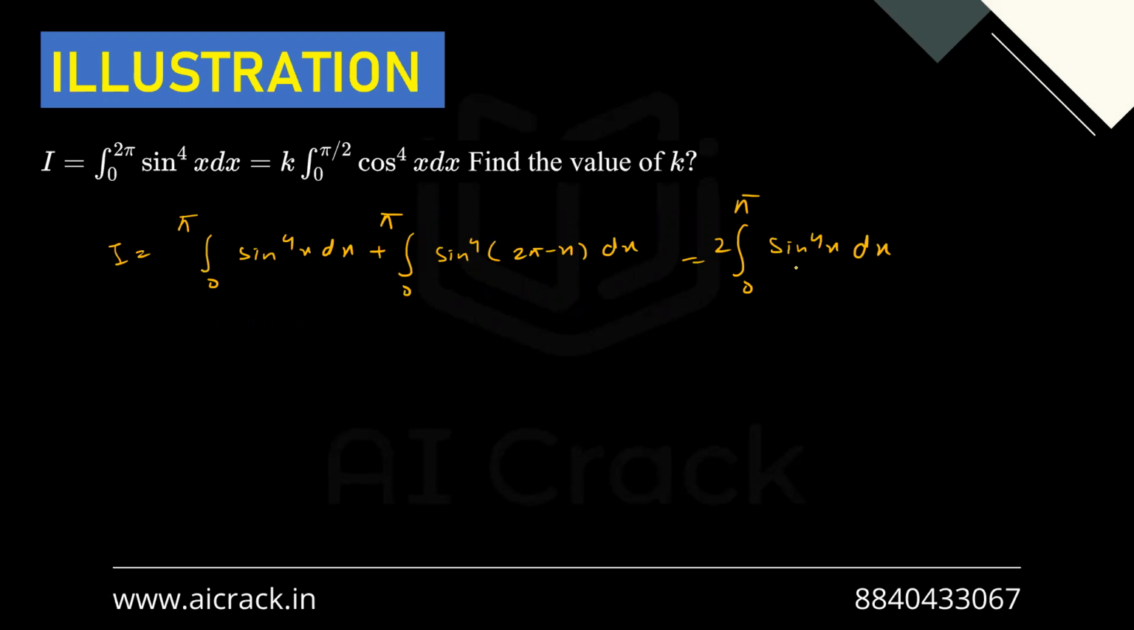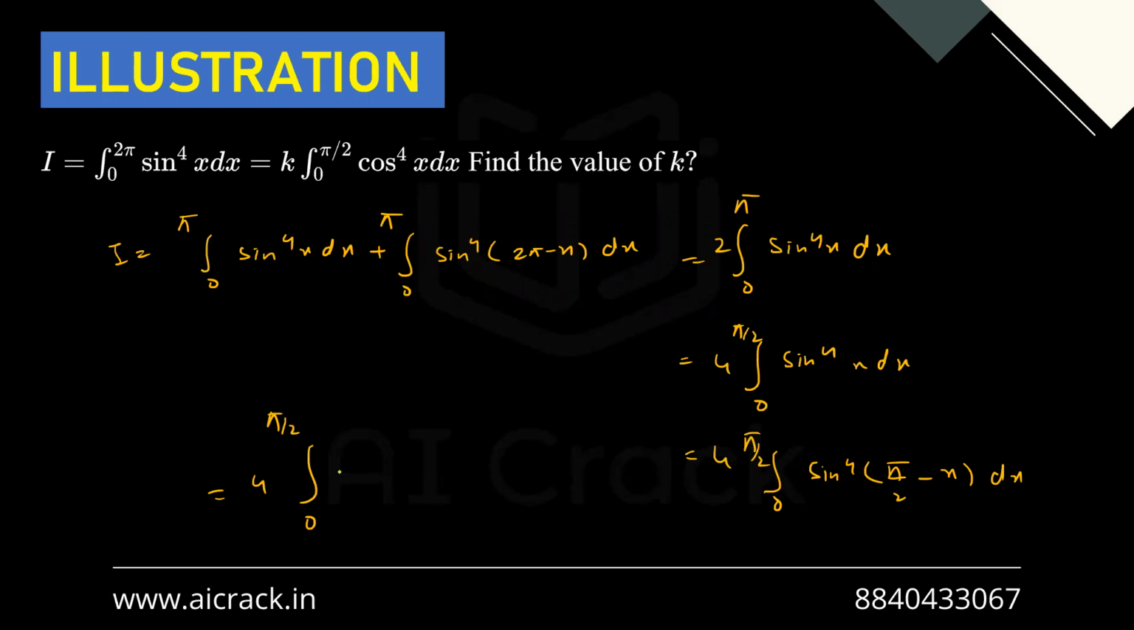Now similarly we have an even power still here, and if I apply the property once again, we'll be getting 4 times integral 0 to pi by 2 sine^4 x dx. Now we have the answer in the format of cos^4 x. So what we can do is use a plus b minus x over here. So 4 times integral 0 to pi by 2 sine^4 of (a plus b minus x), that is pi by 2 minus x, dx. So that would give me 4 times integral 0 to pi by 2 cos^4 x dx. So basically k equals 4.